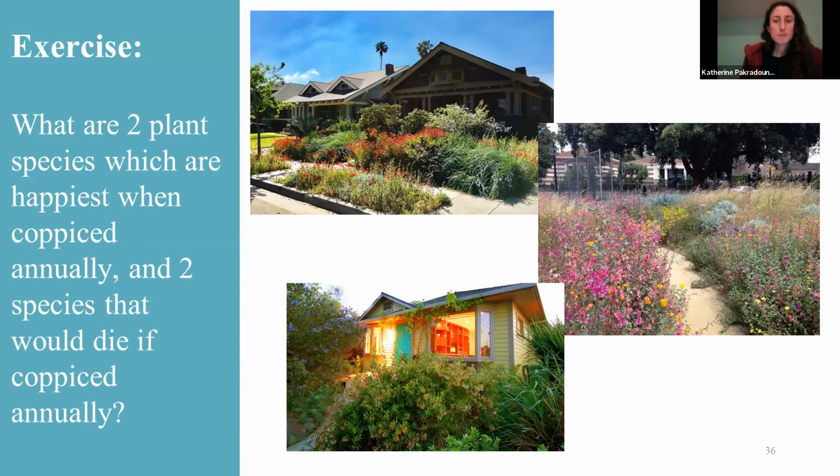While you're on your break, think about this based on the things we talked about. What are two plant species which are happiest when coppiced annually? Coppice means cut down to the ground every year. What are two species that I've mentioned that are happiest when coppiced to the ground every year, and two species that would probably die if you coppice them annually? Think about that while you're on your break, and when you come back you can pop your answers into the chat and we can discuss it before moving on to the next part of our class.